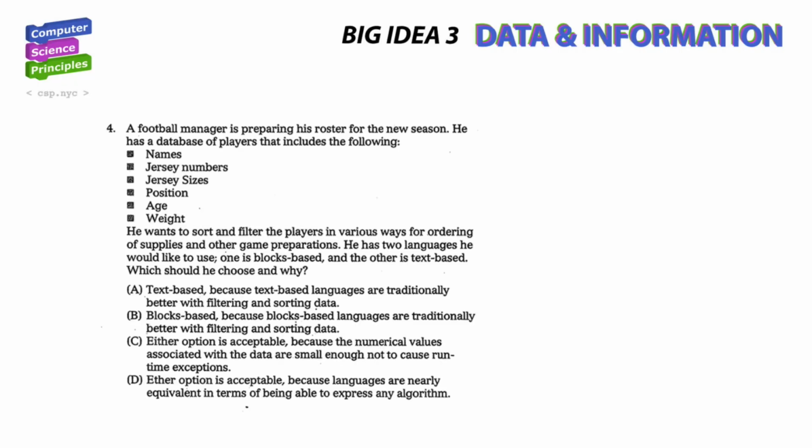Okay, so here's number 4. So it says, a football manager is preparing his roster for the new season. He has a database of players that include the following. And so names, jersey numbers, jersey sizes, position, age, and weight. All right, he wants to sort and filter the players in various ways for ordering supplies and for other game preparations. So in case they need to buy new jerseys, they have this information right there. It says he has 2 languages he would like to use. One is block-based. So block-based.